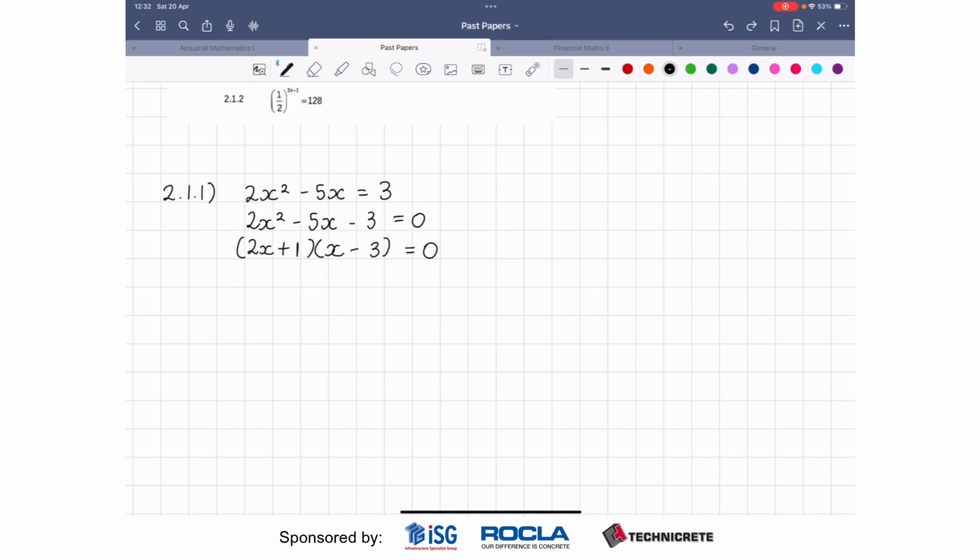And you can check that you've done that correctly by FOIL. So I'm just multiplying everything together again. The first times the first is 2x squared. The outer times the outer is minus 3 times 2x, which is minus 6x. The inner ones is 1 times x, which is positive x. And then the last ones is negative 3 times 1, which is negative 3. And that simplifies to 2x squared minus 5x minus 3, which is what I wanted.